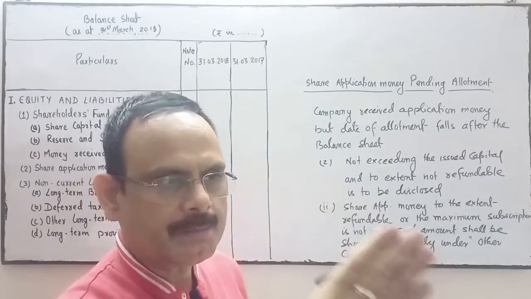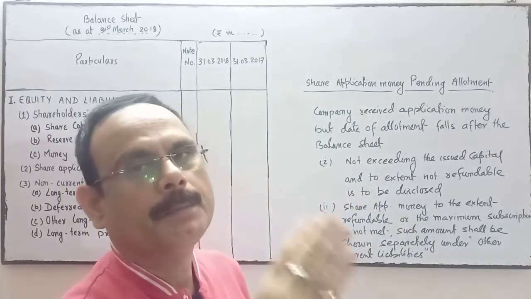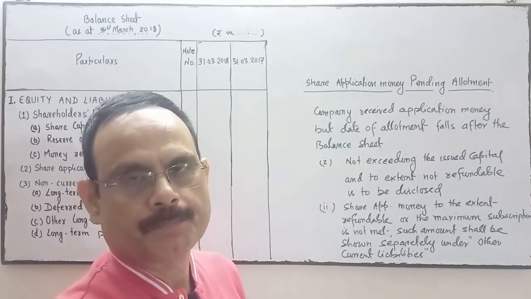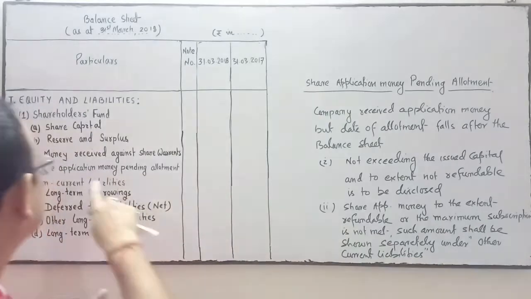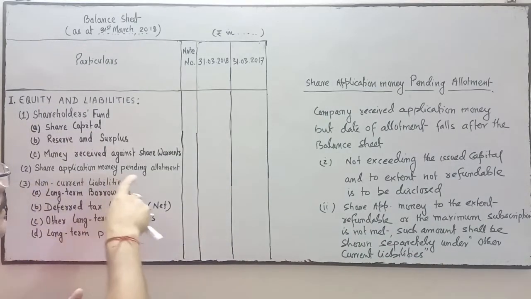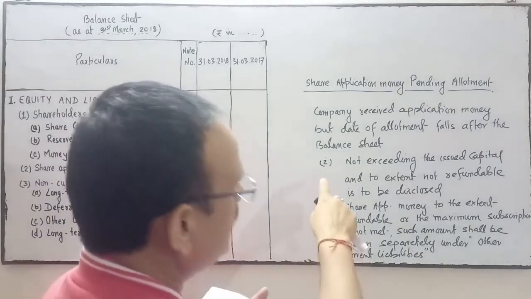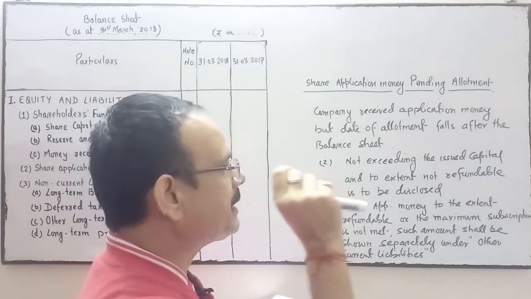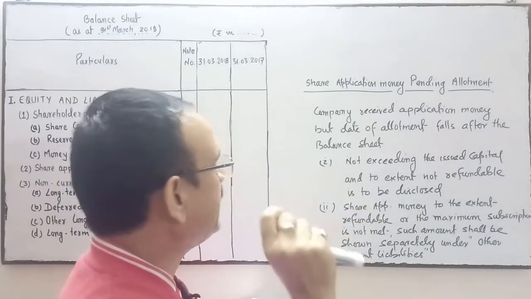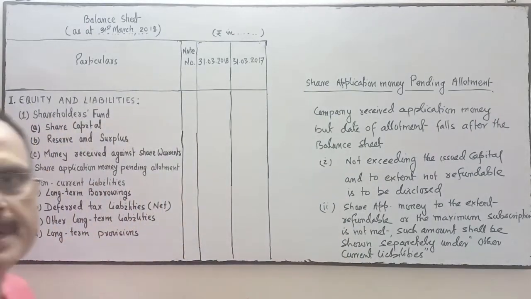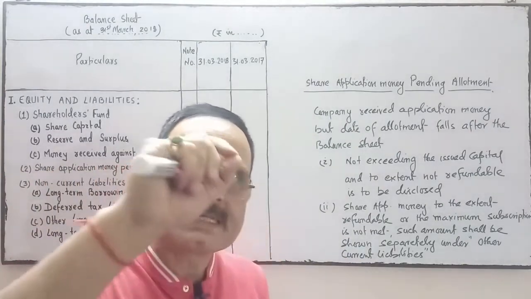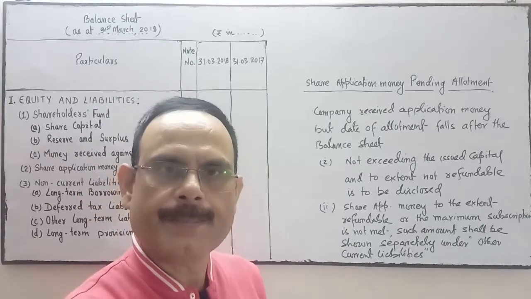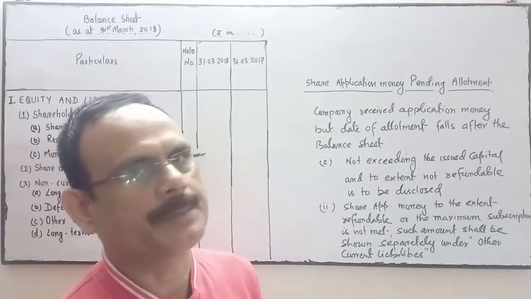So application money received, but the allotment falls in the next financial year. So this will come under here in the second heading. Two things we have to see: the application money received should not exceed the issued capital. It is within the issued capital or less than the issued capital.